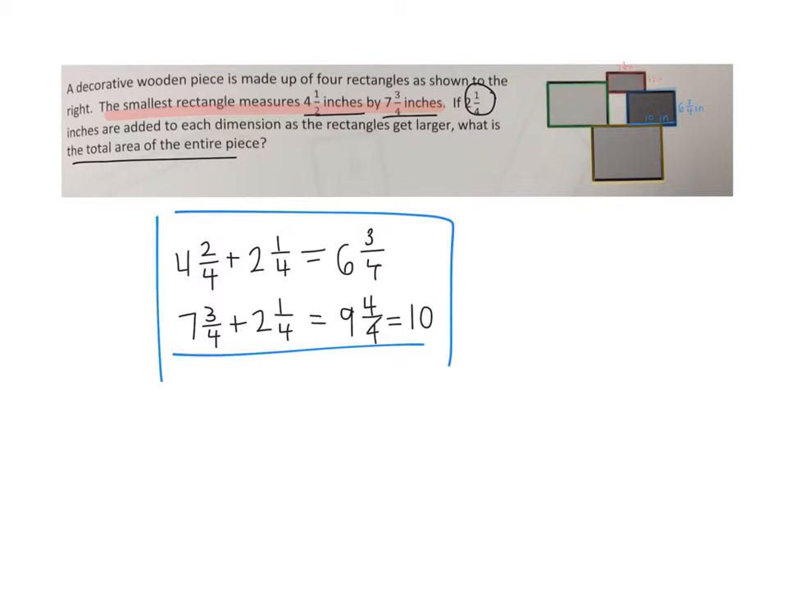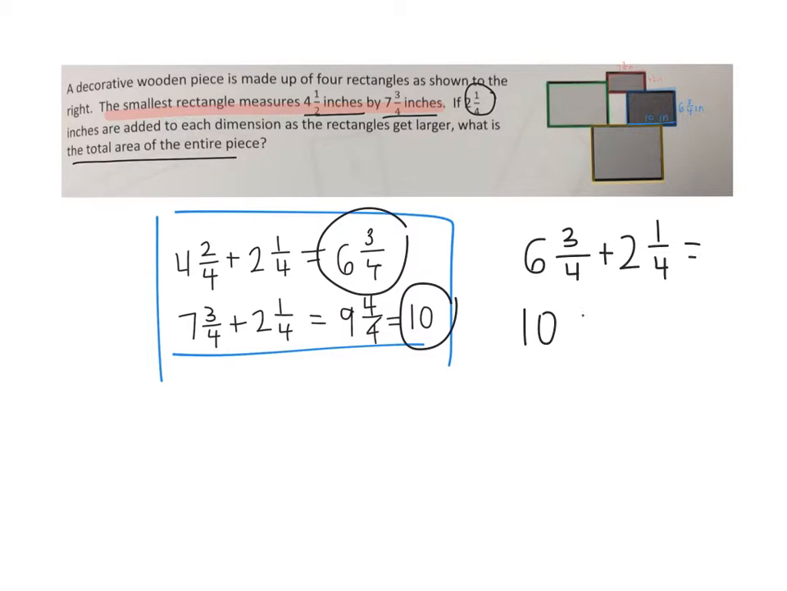Then, to find the dimensions of my next biggest, which is my green rectangle, I have to take my old length, which is 6 3/4, and I have to add what? 2 1/4. Good. To find my new width, I have to take my old width, which is 10, and add 2 1/4. What's 6 3/4 plus 2 1/4? 8 4/4, which is 9. What's 10 plus 2 1/4? 12 1/4. Good. And this is for what color rectangle?